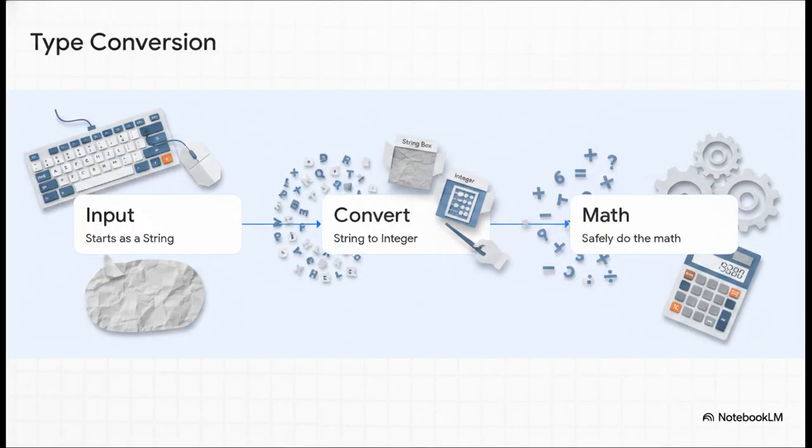Let's move on and see how this builds, because this trap leads us right into our next big concept, type conversion. If you get input from a user, say they type the number 5 on their keyboard, Python automatically assumes it's a string. It thinks it's just text. So if you want to do actual math with it, you have to follow these steps. Step 1, get the input. Step 2, convert the type. You literally have to tell Python to turn that string box into an integer box. And then step 3, you can safely do the math.